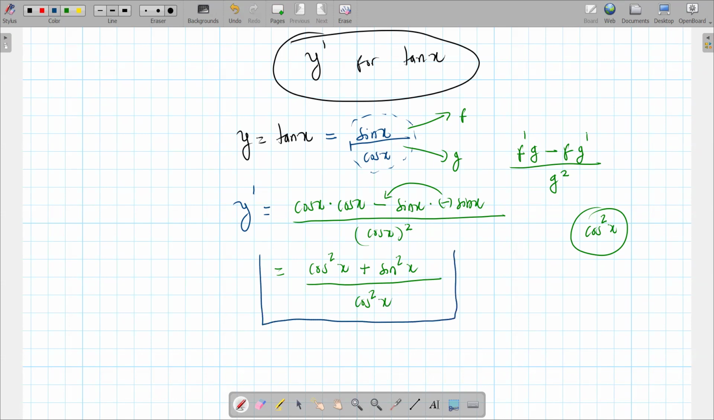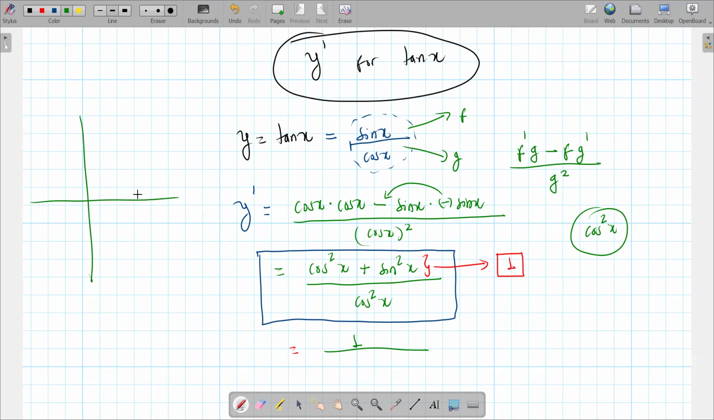Now, there's a fundamental identity in trigonometry which says cosine x squared plus sine x squared is always going to be 1. So you can replace the numerator with 1. We did this in trig identities. The proof of this is the fact that when you draw a triangle, here, let's draw a triangle here quickly. See why that's true.